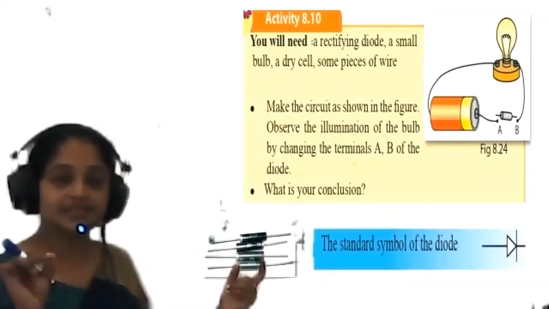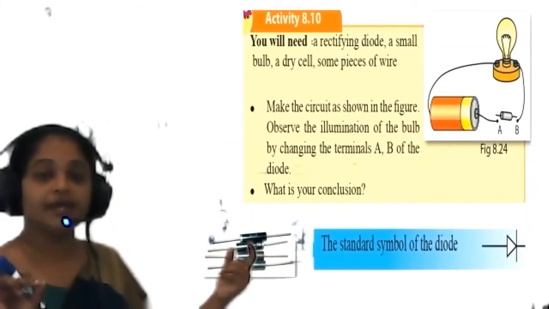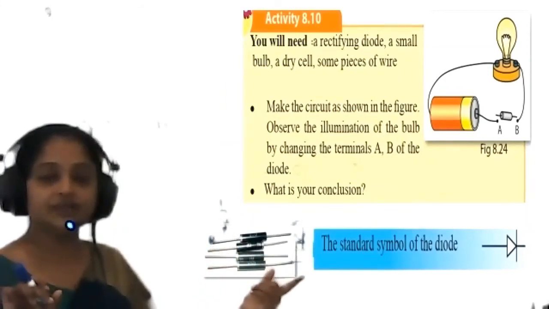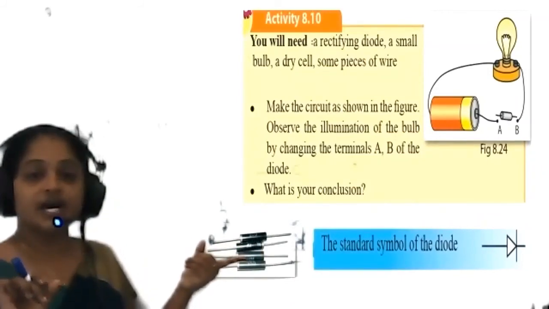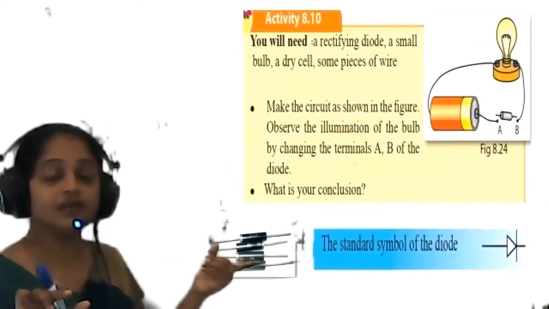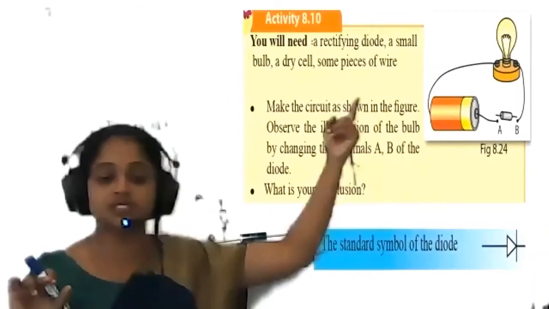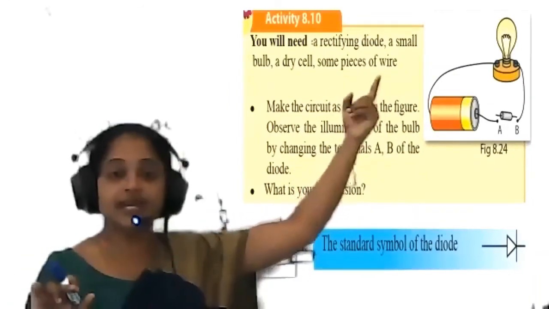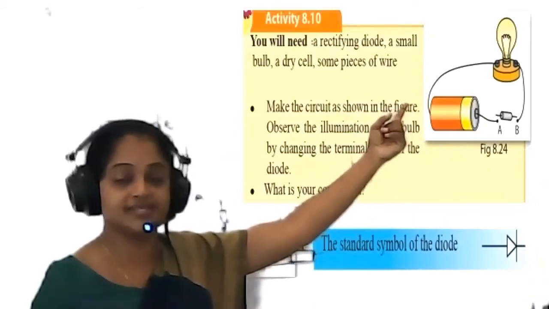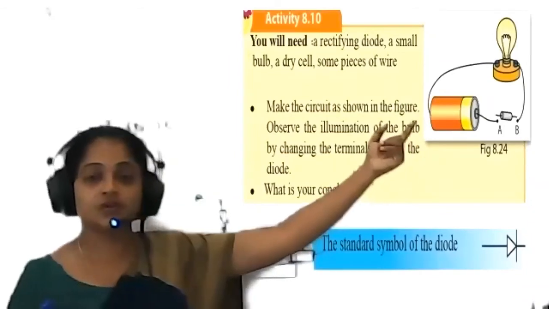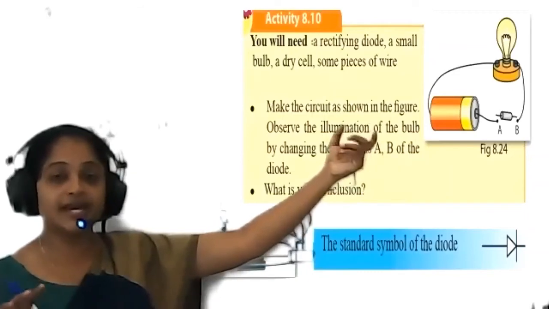When we are preparing circuits, you have to be very careful to join the positive terminal and negative terminal, because the positive terminal of the diode should be connected to the positive terminal of the dry cell. The negative terminal of the diode should be connected to the negative terminal of the dry cell. Right. So when we prepare a circuit, we need to be careful about those terminals.